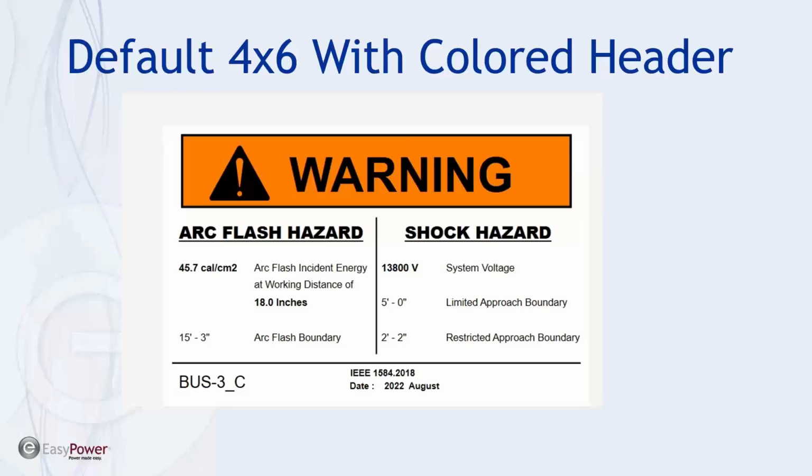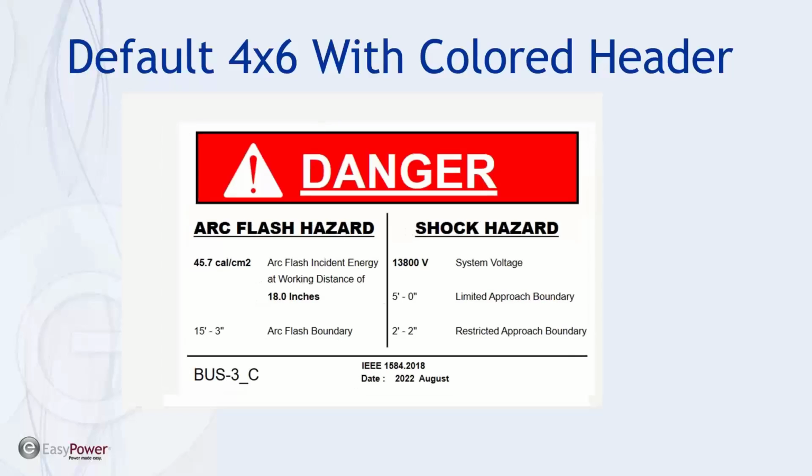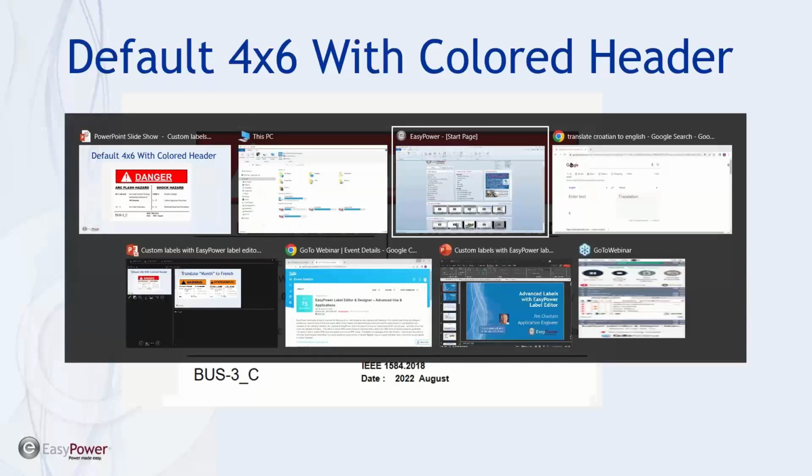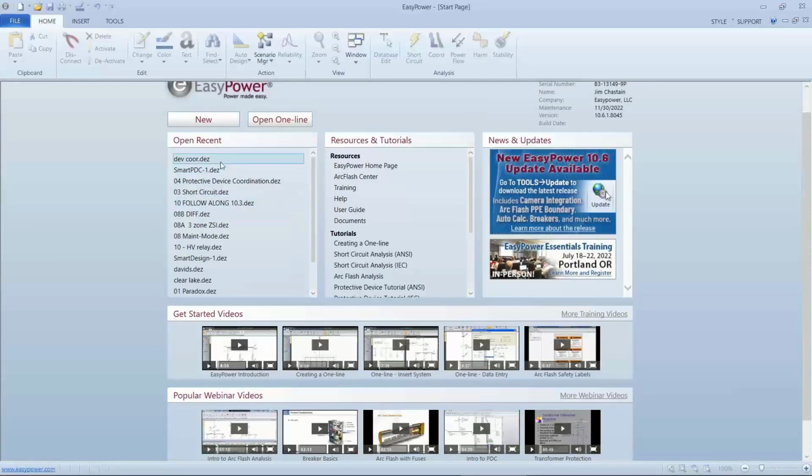So without getting into the details of why danger is no longer a category in IEEE or NFPA documentation, I want to just, if we had a client that said, no, I want a danger label and I want it to be ANSI standard compliant, and I want it to key off some specific energy level, then this is how you would do it. So let's jump into EasyPower and kind of walk through that process.